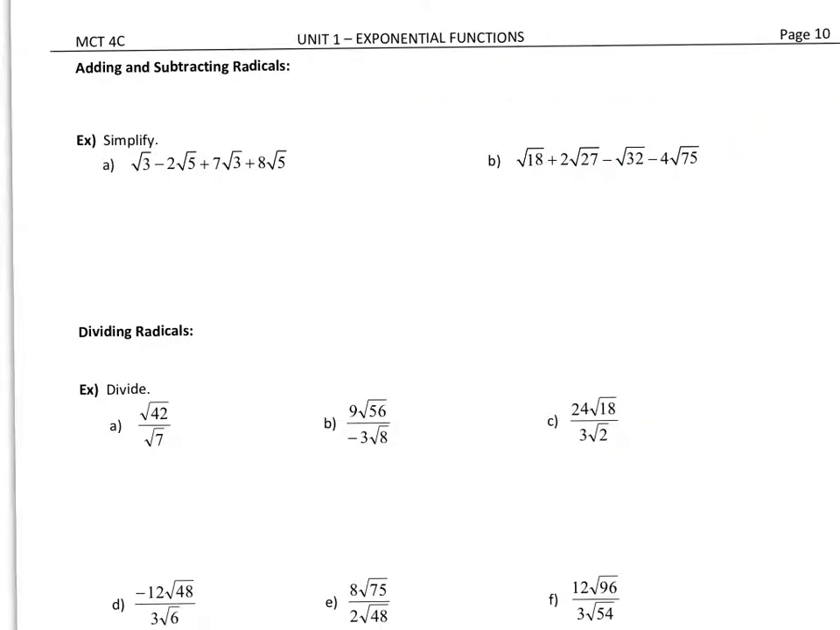Okay, so adding and subtracting radicals, it's like algebra. If you have all x's, you can combine your like terms. It's the same idea here. So I'm going to type that up and you can get it copied. Okay, we can only add or subtract like radicals, ones that have the same radical parts.